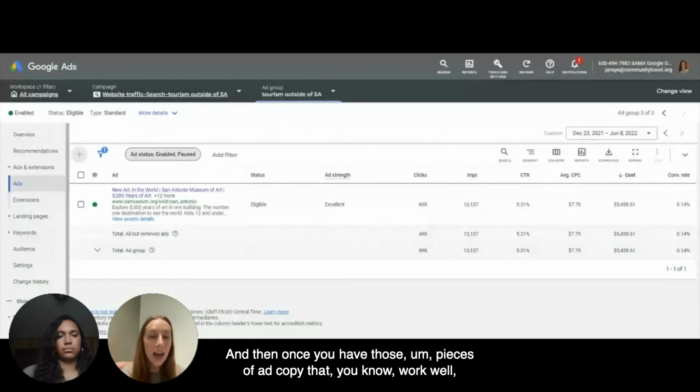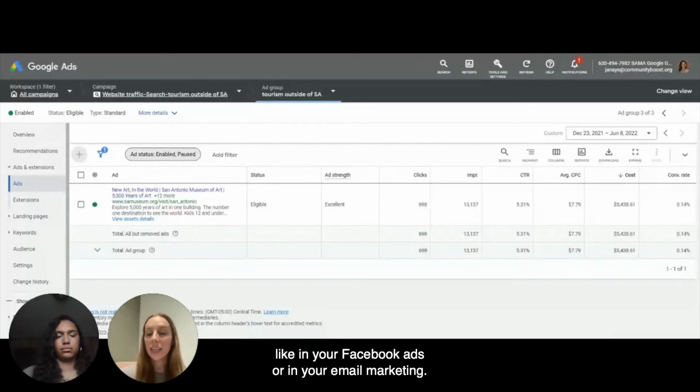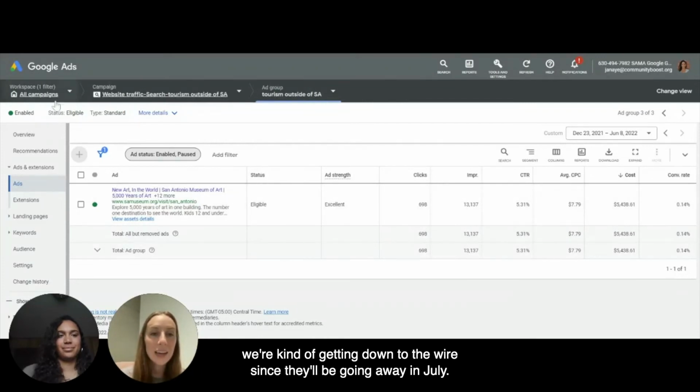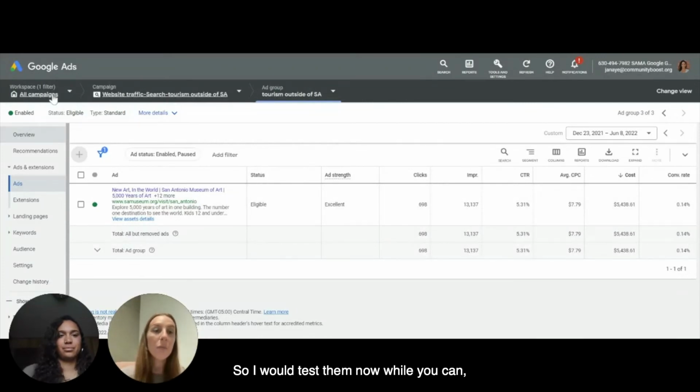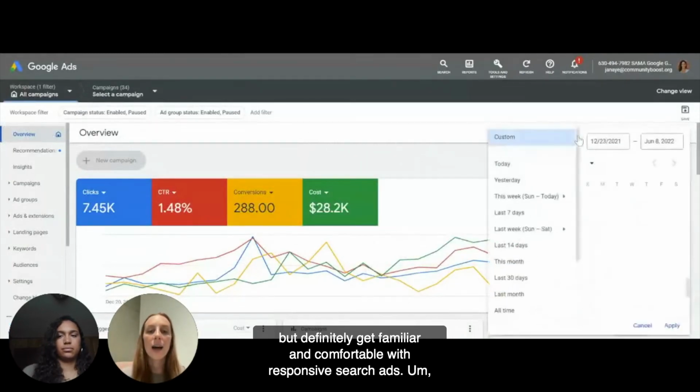And then once you have those pieces of ad copy that work well, you can use that in other areas as well, like in your Facebook ads or in your email marketing. So I do really love expanded text ads for that purpose. Although, again, we're getting down to the wire since they'll be going away in July. So I would test them now while you can, but definitely get familiar and comfortable with responsive search ads.